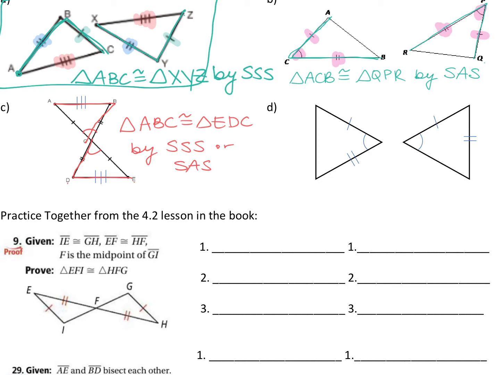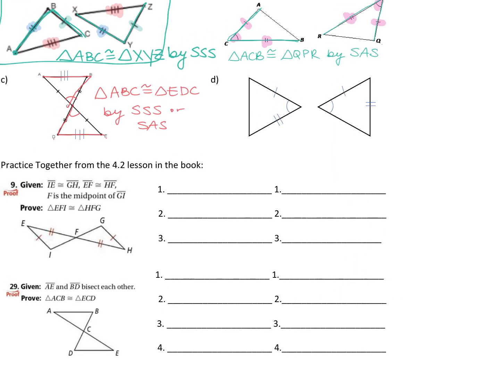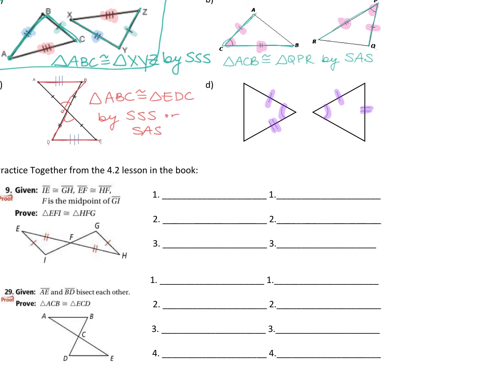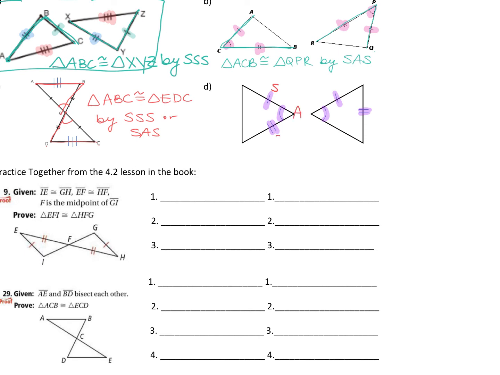Okay, look at letter D. Are those triangles congruent? Wait. So you have a side with a side, an angle with an angle, and a side with a side. But if you follow the order, this is the included angle on the left side. Is it the included angle on the right side? No. Right? This one is ASS.